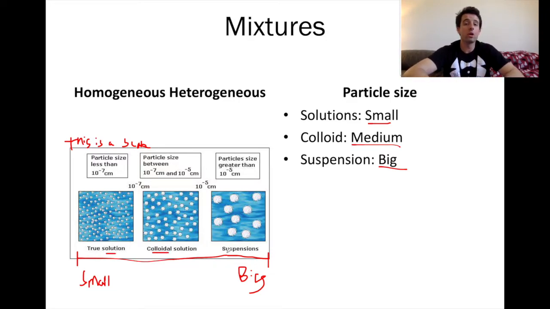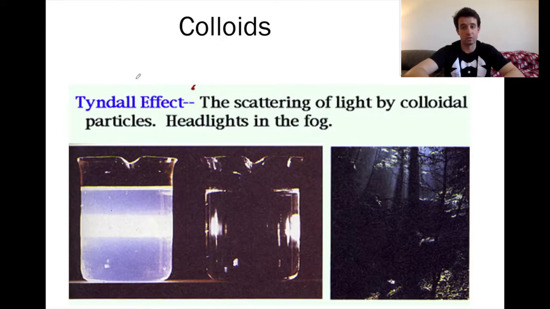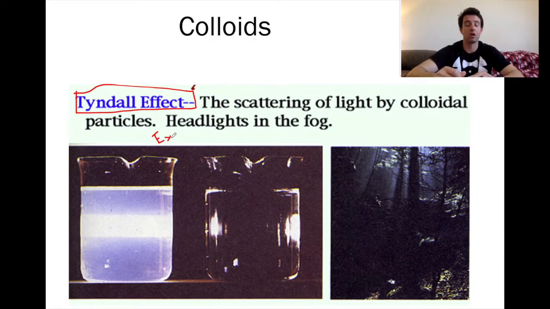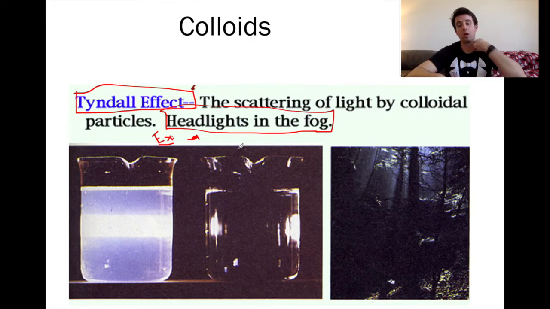The other thing I want you to know about colloids is something called the Tyndall effect. So write this down. Tyndall effect means the scattering of light by colloidal particles. The best way to see this, a great example, is headlights in the fog. When you shine a light on a colloid, it'll scatter the light, and the light will go everywhere. This means that colloids tend not to be see-through. They tend not to be transparent. They're somewhere between translucent, where you can see some light through them, or opaque, where you can't see any light through them whatsoever. So know that the Tyndall effect is a property of colloids.